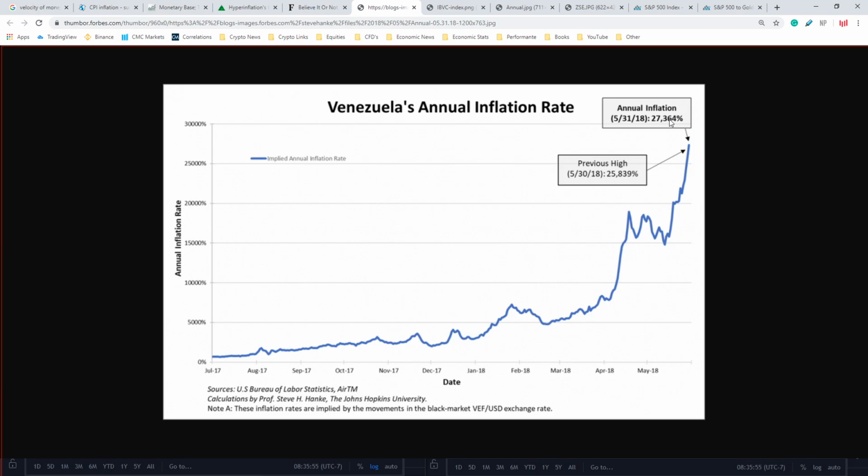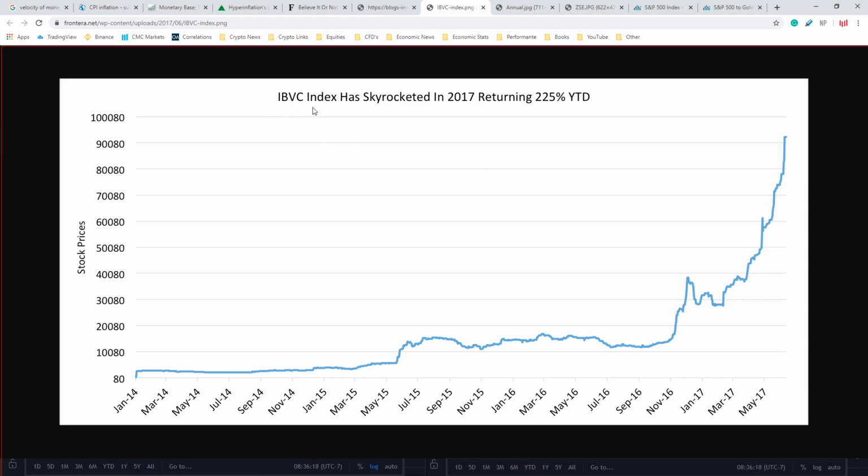Now, what happened during this time? We see that during the start of 2018, we saw a massive increase in inflation during January and then onward here. What happened to the stocks in Venezuela during this time? Well, we can see this is the IBVC index, that is the Venezuela stock market. During this whole crisis, January 2017 and onwards, it saw a massive exponential increase. But we have to remember, this is comparing stocks in Venezuela to their native currency, the bolivar.